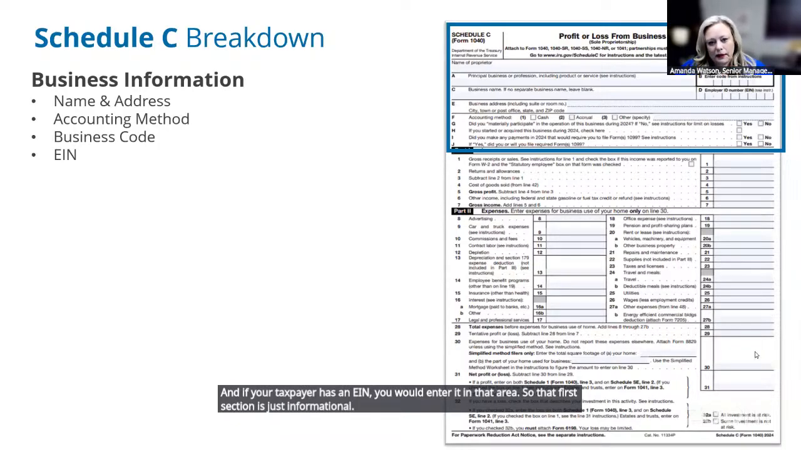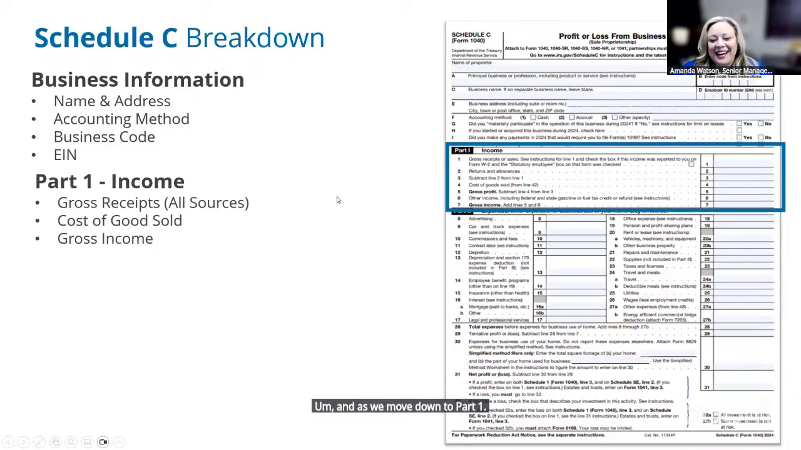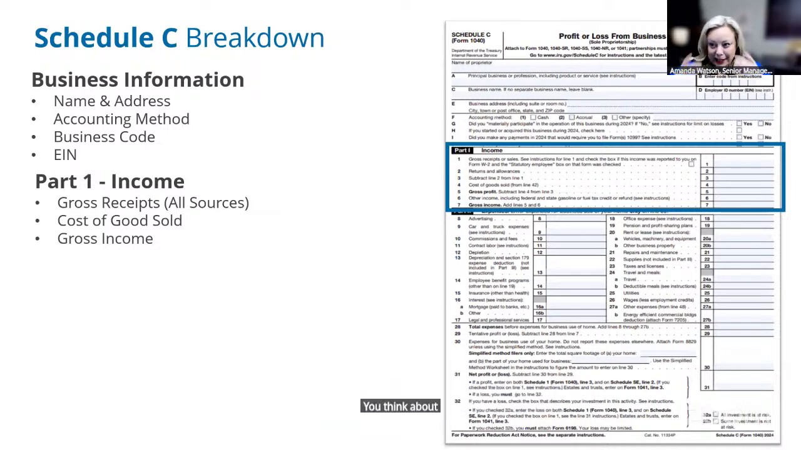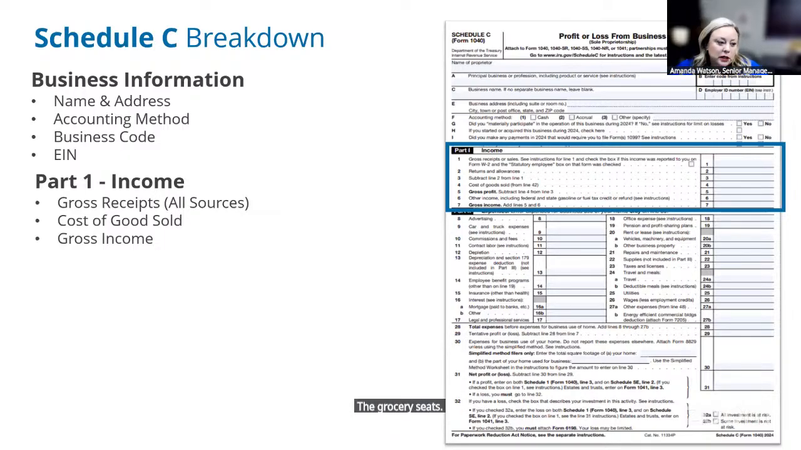And as we move down to Part 1 here on the Schedule C, this is where you're going to start with your income. And I think this is really important. It follows a lot like the structure of a 1040. First, you think about collecting, adding up all of your income. So all of the income from all sources, the gross receipts, cost of goods sold, all of that adds together to come to the gross income.